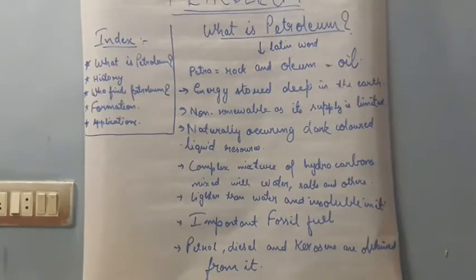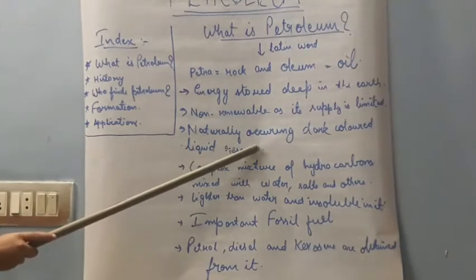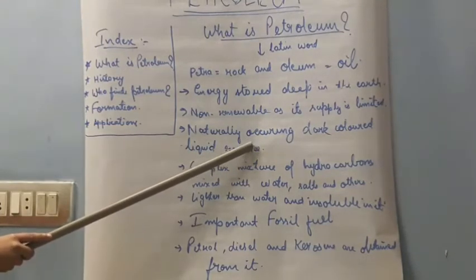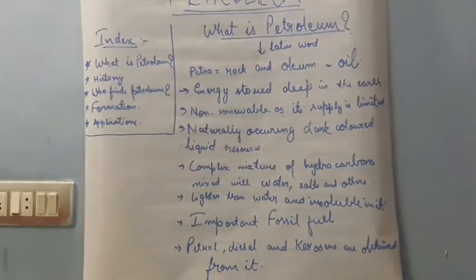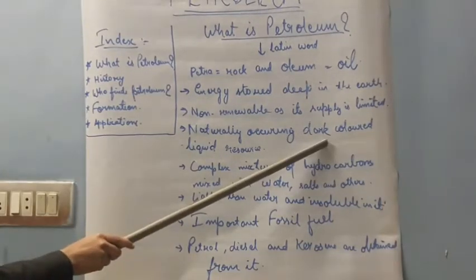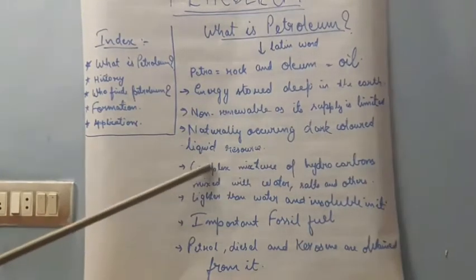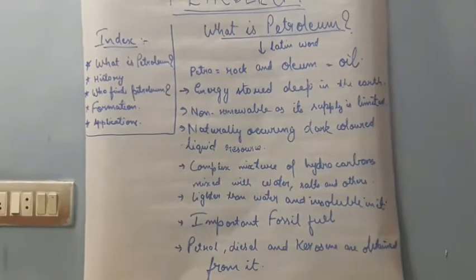Then it is naturally occurring. Yes, it is naturally occurring from fossil fuels. From the dead remains of plants and animals, fossil fuels are formed, and petroleum itself is a fossil fuel. So it is naturally occurring, and its color is dark. It is a naturally occurring dark colored liquid resource. It is liquid in state and a dark colored liquid resource.